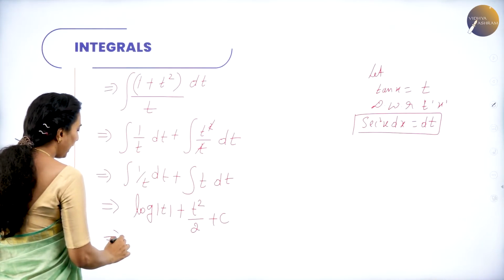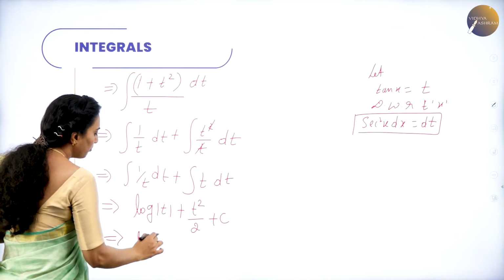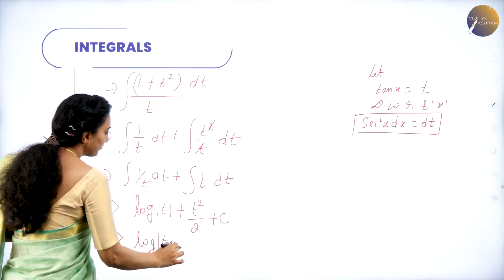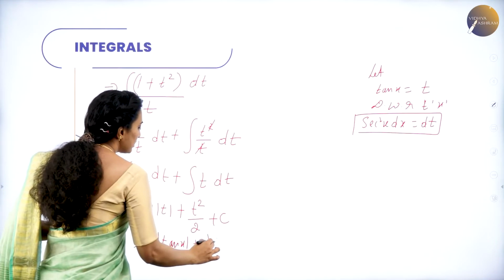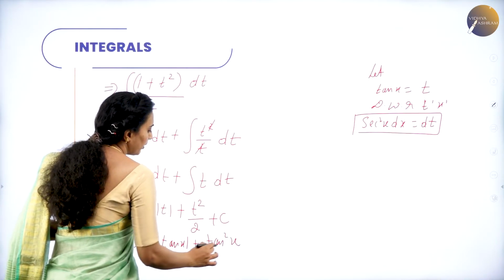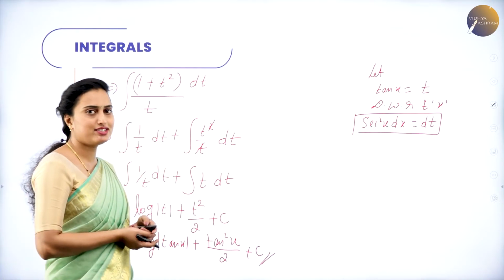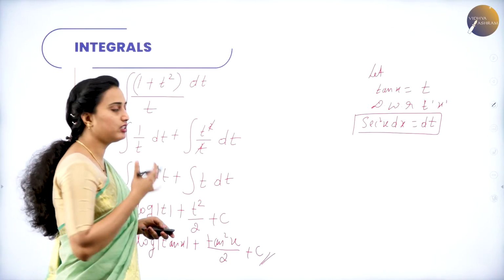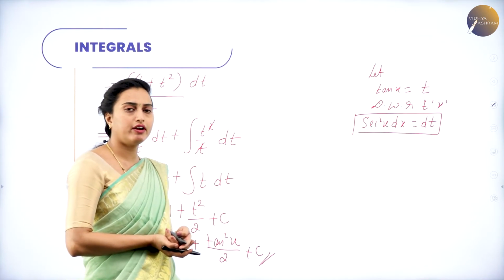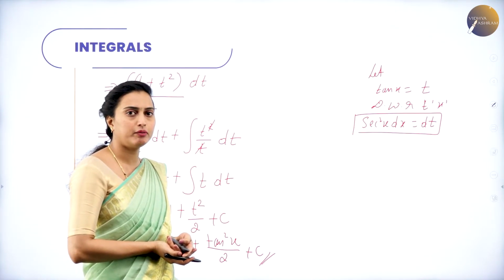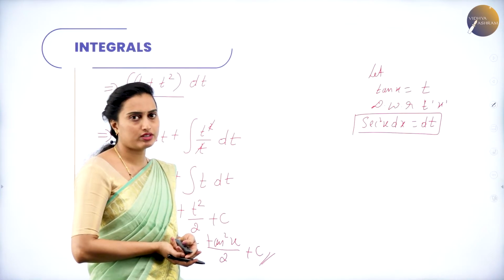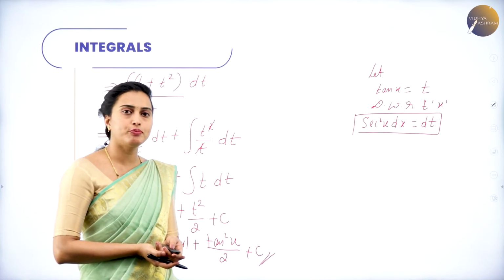Now substituting back t, you are getting log modulus of tan x plus tan squared x divided by 2 plus c. And this is your final answer, dear students. I hope you got this step, why you need to multiply and divide by secant to the power of 4x.